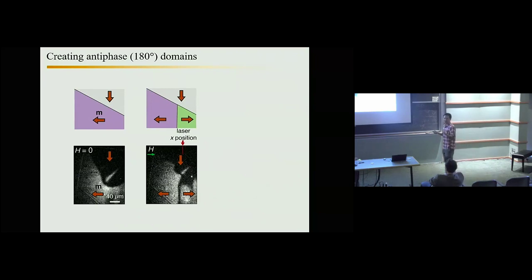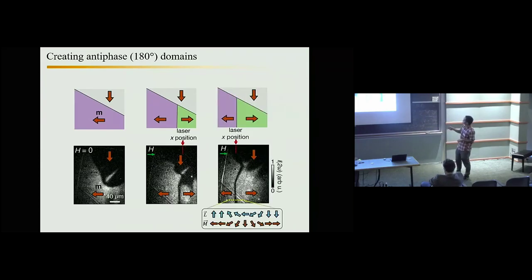Is that okay? So the first thing I want you to know is that's the trick that Kyle came up with to deterministically put in a 180-degree domain wall, which is very hard to find naturally. It turns out you can do this at different positions. So if you shone the laser somewhere else, you would create the domain wall there instead of here. This is the same piece of crystal, just after a thermal cycle.